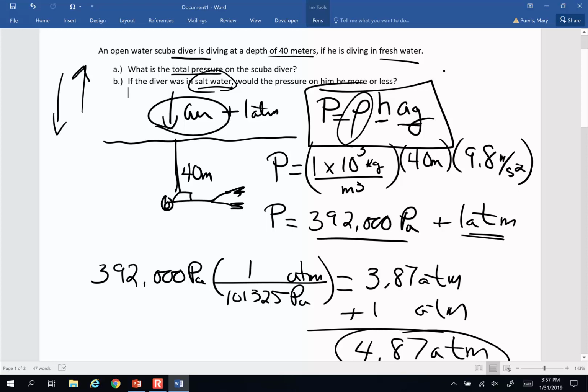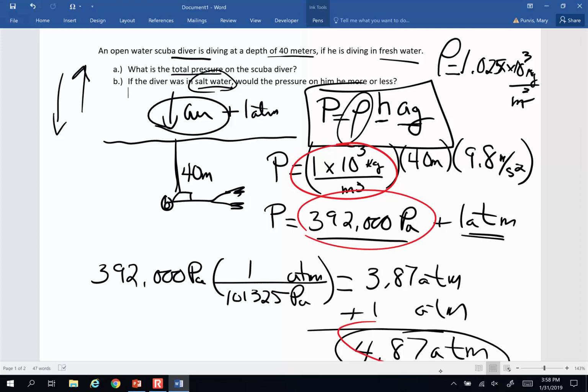Well, average density of salt water is 1.02 times 10 to the third kilograms per cubic meter. And the question's not asking us what the pressure on him would be if he was in salt water. The question is, will it be more or less? Well, if you go through this whole calculation, and if pressure here is greater, that means the pressure here is going to be greater. That means the total pressure on him will be more. So because of the increased density of salt water, increased pressure on our diver.